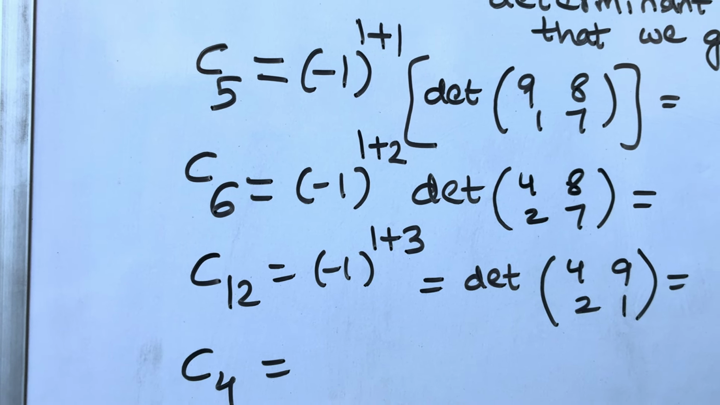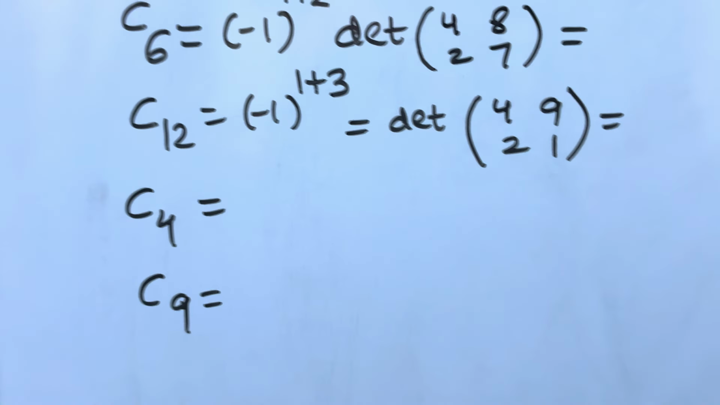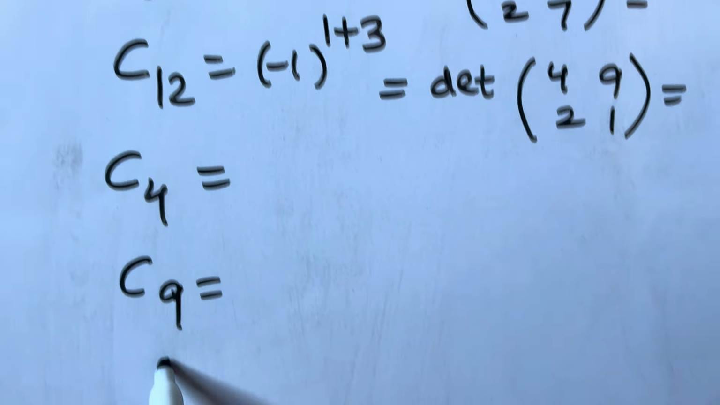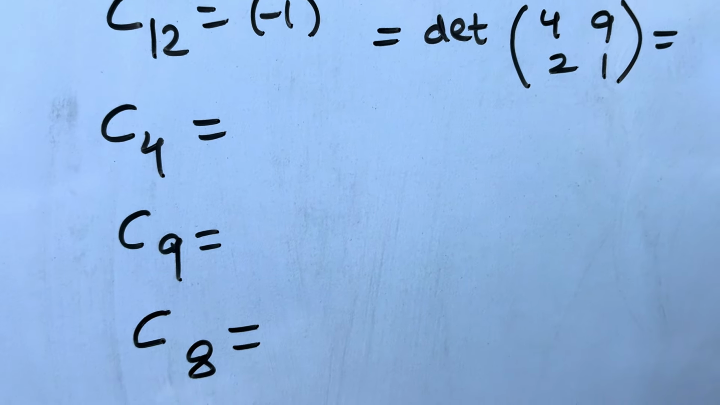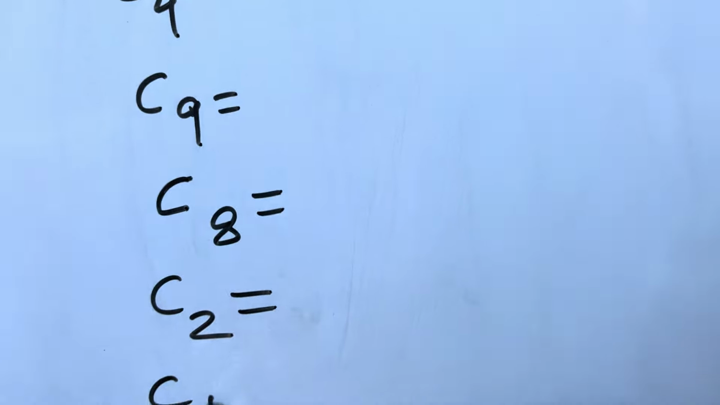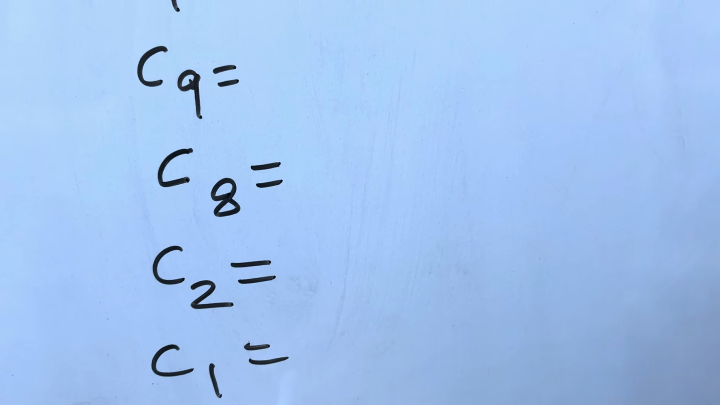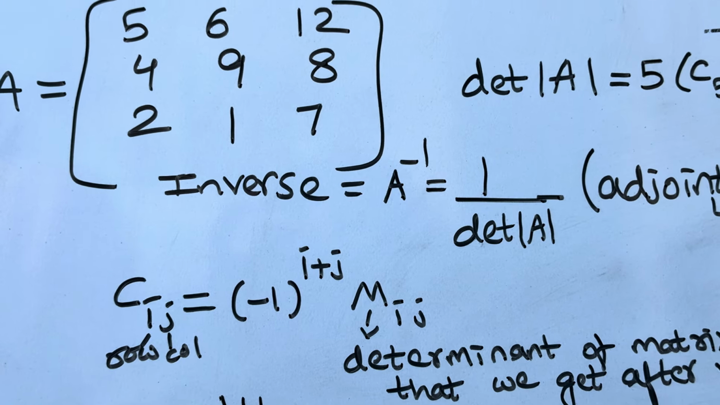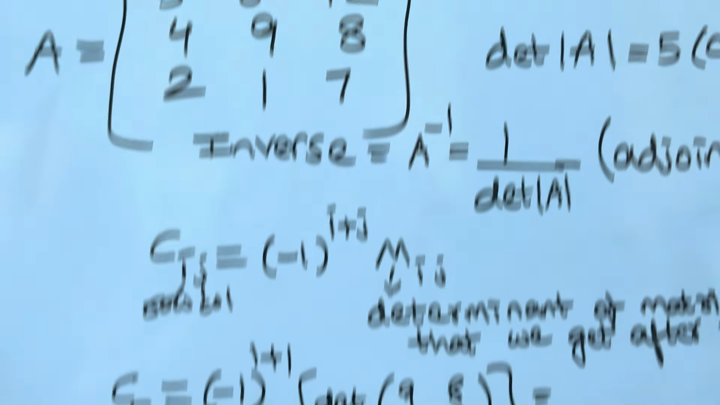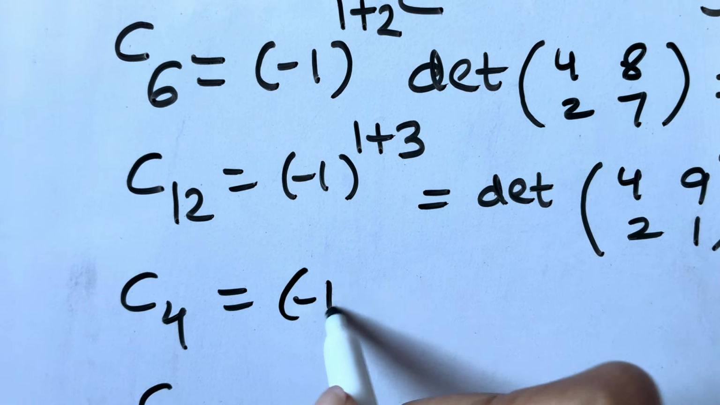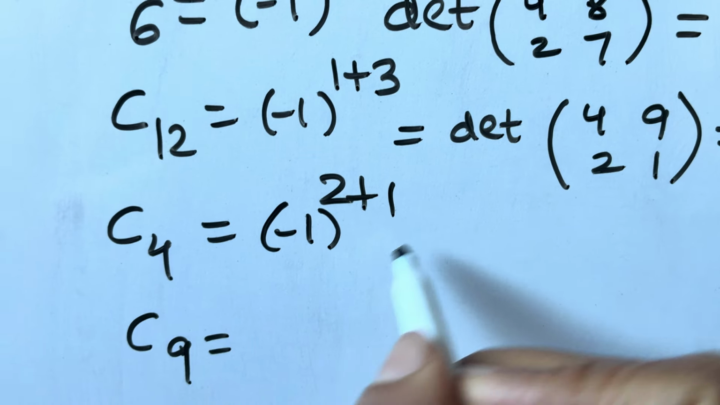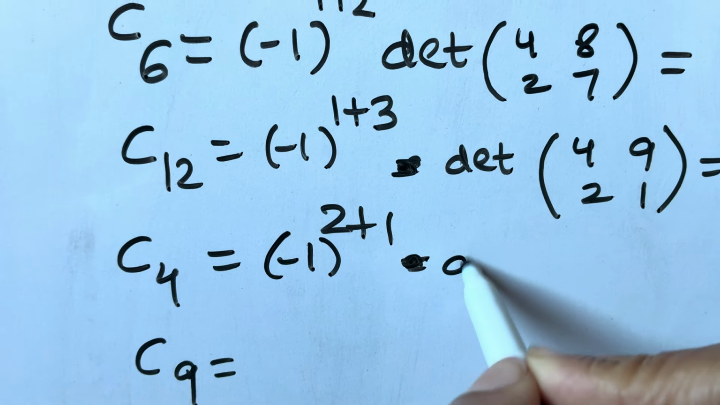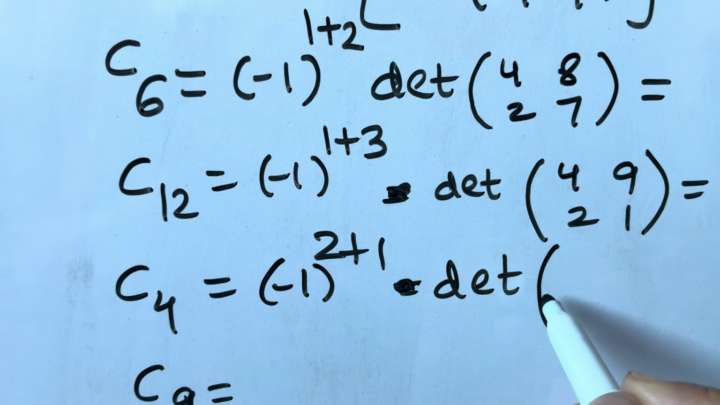So first let me write down the cofactors of each of the elements here: C4, C9, C8, C2, C1 and C7. So these are the elements, and my 4. So let's go back to the matrix. 4 is in the second row first column, so the i value would be 2 and the j value would be 1, multiplied with the determinant of removing the 4's column and row.